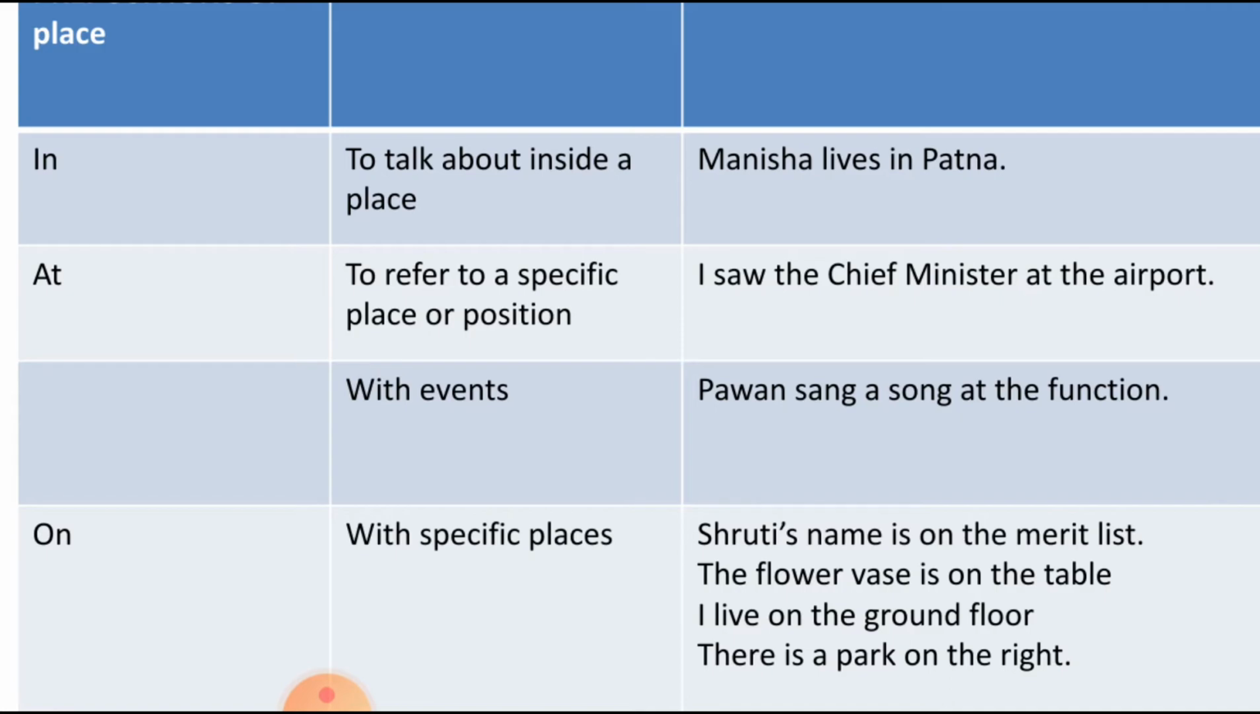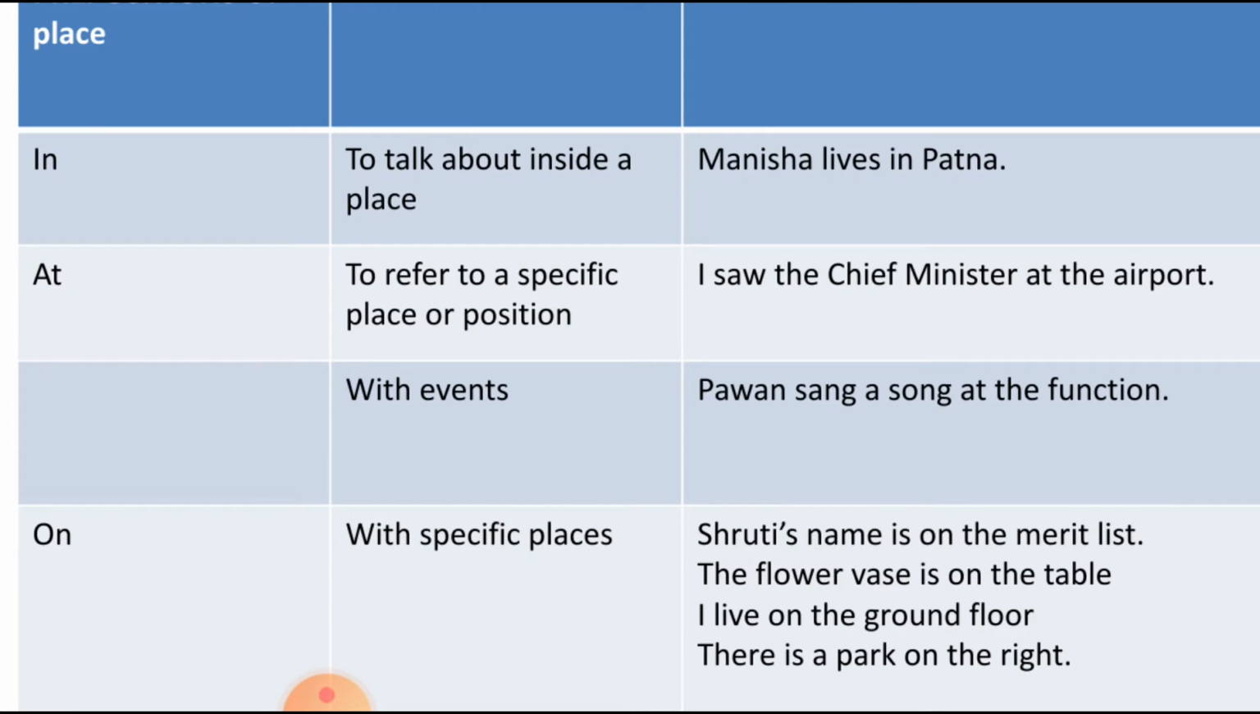Manisha lives in Patna. So here we are talking about a place. At. When do we use at? When we are referring to a specific place or position. For example, I saw the chief minister at the airport. So here the preposition used is at, because we are talking about a specific place, that is the airport. The train arrives at the railway platform number 5.